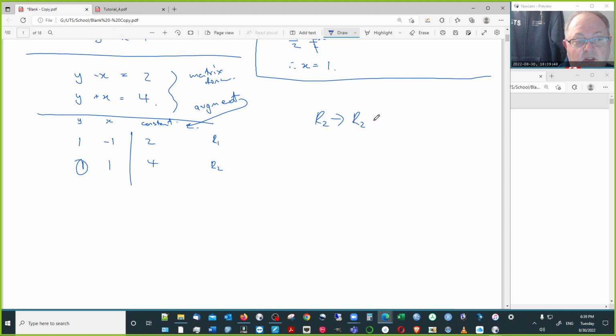So row 2 is going to become row 2 subtract row 1. So it's a simple rule. If I run down row 2 and put all the numbers and the minus signs and the equals, and then run down the corresponding row 1, I'll get that.